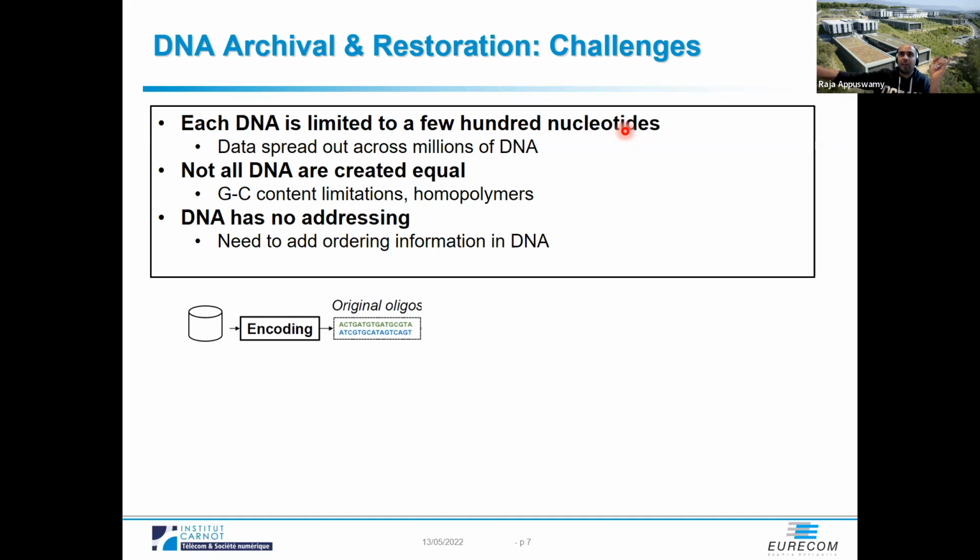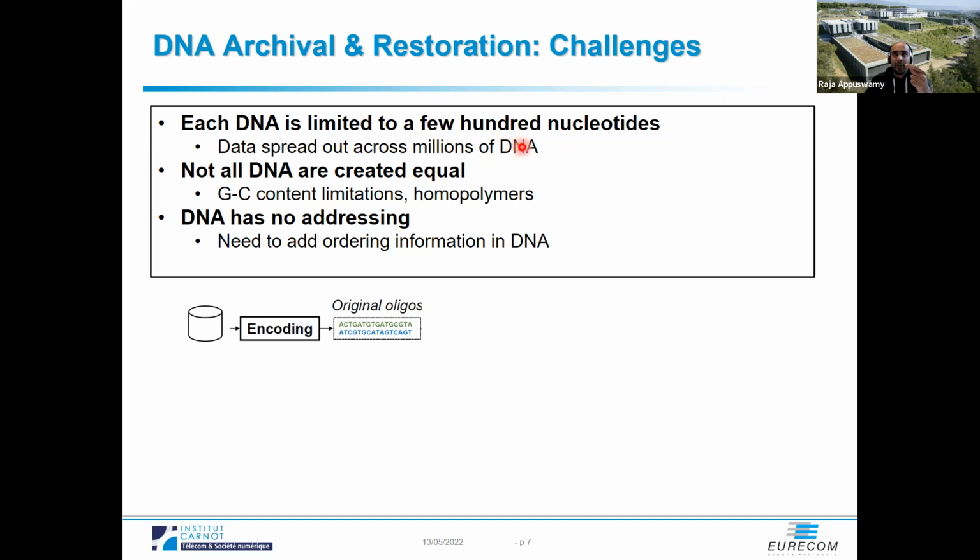So a 300-long nucleotide DNA strand can store about 600 bits of information. That's it. So on one DNA strand, you can store a maximum of 100 bytes. Okay. That means if you want to store any reasonably large file, you need to store it across millions of strands of DNA. Okay. That's the first thing.